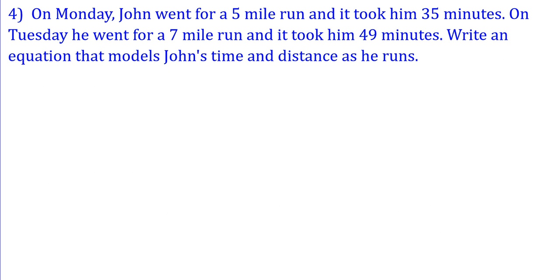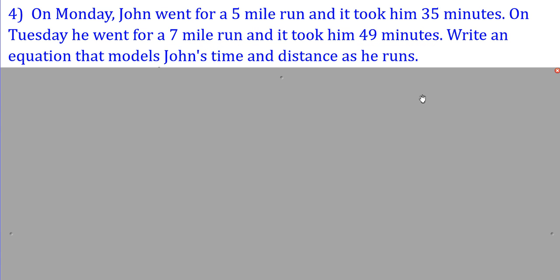And how about this one? On Monday, John went for a 5-mile run, and it took him 35 minutes. On Tuesday, he went for a 7-mile run, and it took him 49 minutes. Could you write an equation that models John's time and distance as he runs? So again, let's think about what we know. We know John went for a 5-mile run, and it took him 35 minutes. Then he went for a 7-mile run, and that took him 49 minutes. So it looks like we're comparing the miles being run versus the time.